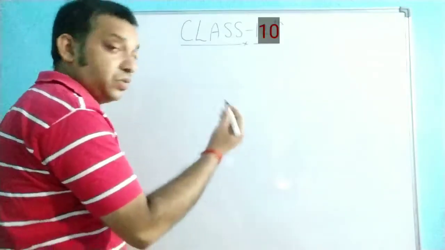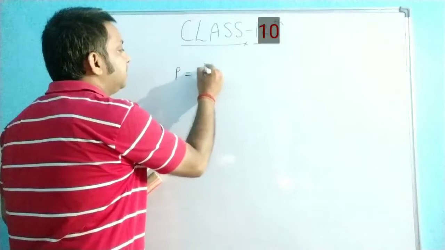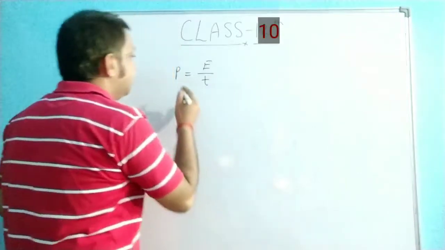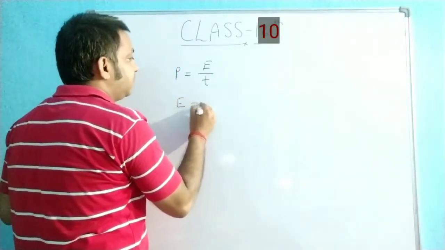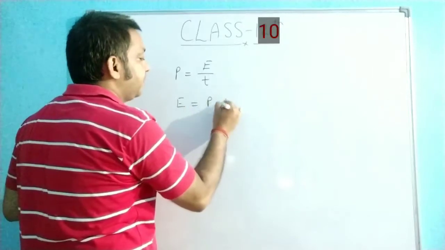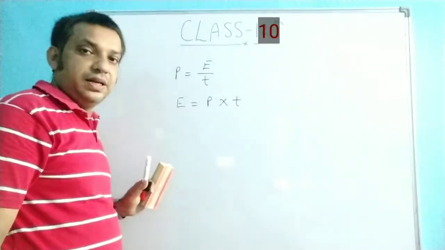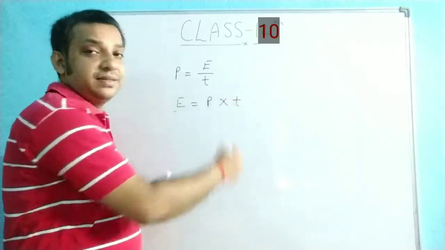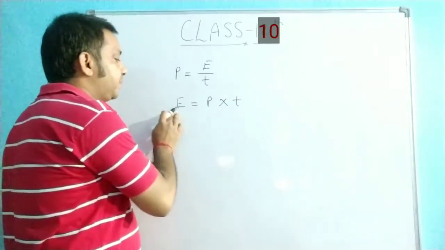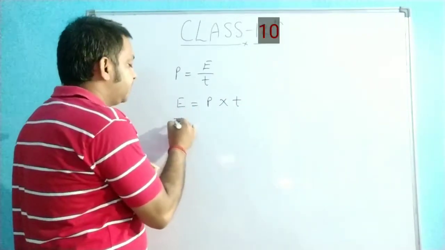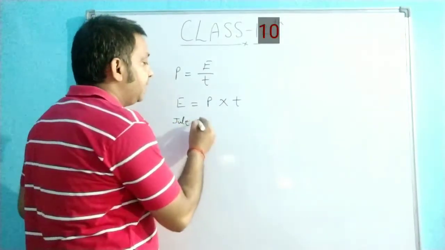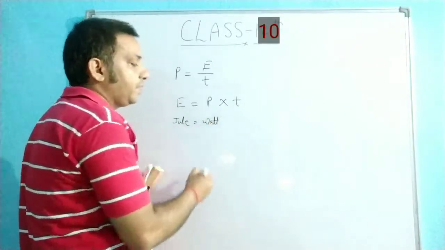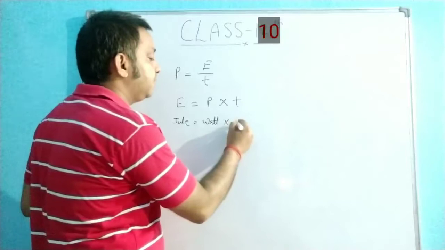Let us see. You know the formula: power is equal to E by T, the rate of energy is called power. After cross multiplication, you will get E is equal to P into T, where E is the energy, P is the power, and T is the time. The unit of energy in the MKS system is the joule, the power in the SI system is in the watt, and time in the SI system is in the second.